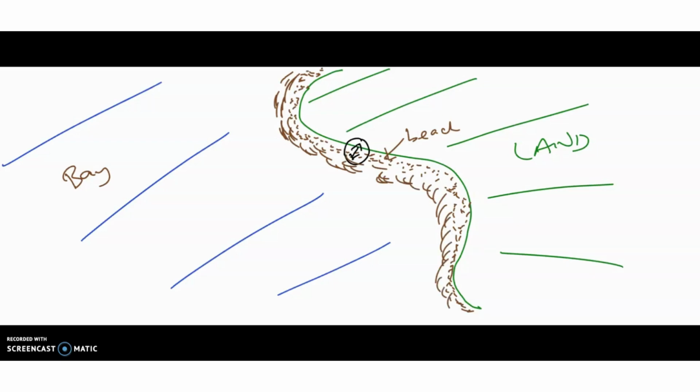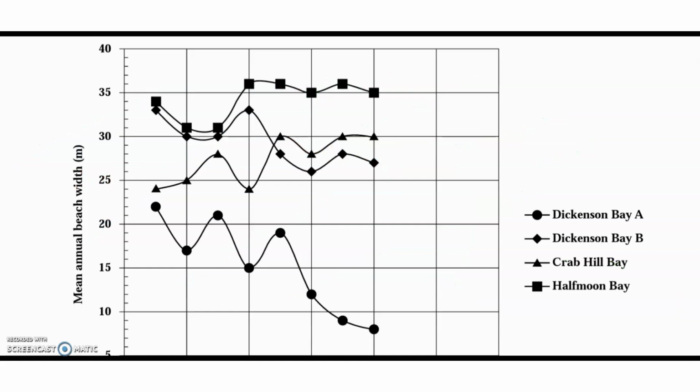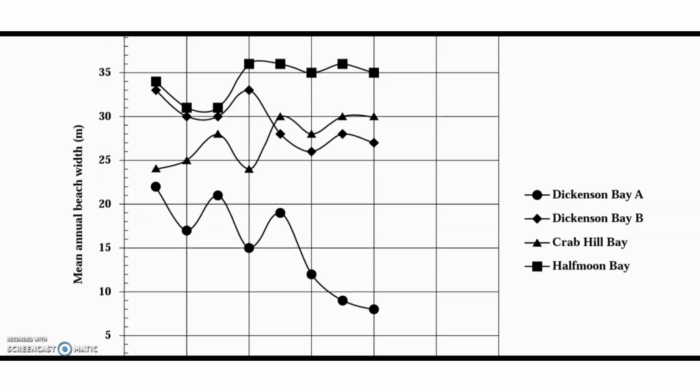So what I'm trying to say is that as the beach width narrows, you will have more erosion taking place. As the beach width increases, or becomes broader, you actually have more deposition taking place. Keep that in mind for me, please. So let us focus on the question we have here, the mean annual beach width, right? For Dickens Bay A, Dickens Bay B, Crab Hill Bay, Half Moon Bay, right? Look at the image. You can pause the video if you have to.